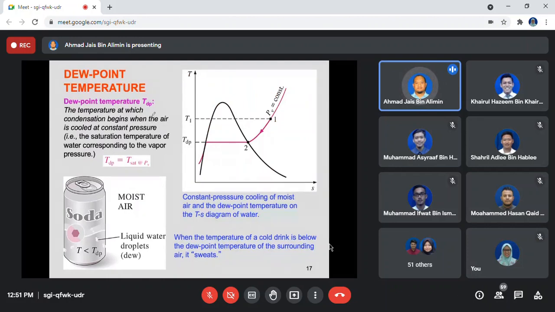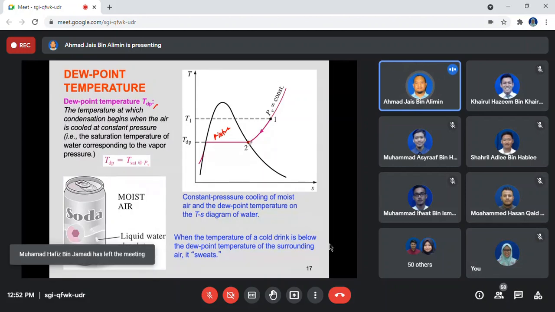Another way to understand the dew point temperature is the temperature at which condensation begins when the air is cooled at constant pressure. So if you have a T-S diagram, at constant pressure you cool down the air, it will reach this line here at the dome. You know that once the air reaches this dome, because here you have a mixture, under the dome there is a mixture of air and water vapor. The moment you touch it, the water vapor and liquid exist at the same time, because here is the compressed liquid line.